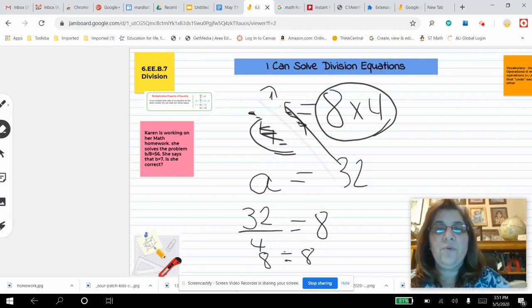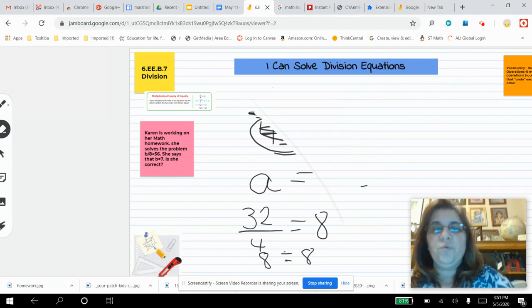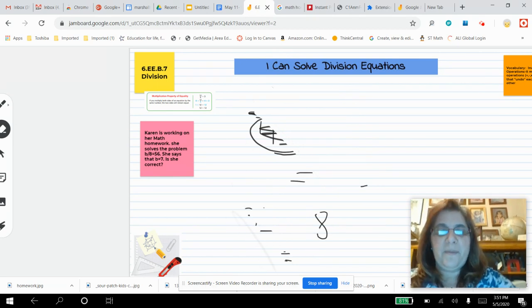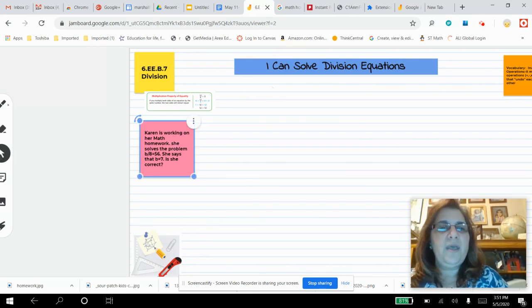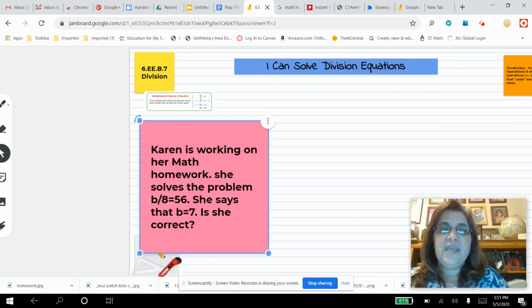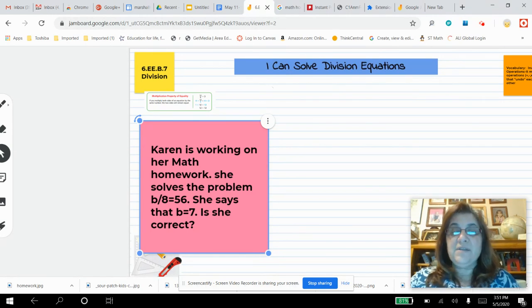Let's do one more real quick problem. We're going to do a real world problem today from our math book. Let me show you what that is in just a second. Okay, let's read this together. It says Karen is working on her math homework. She solves the problem B divided by 8 equals 56. She says that B is equal to 7. Is she correct? Let's find out.